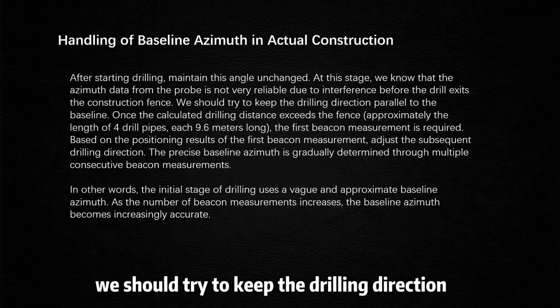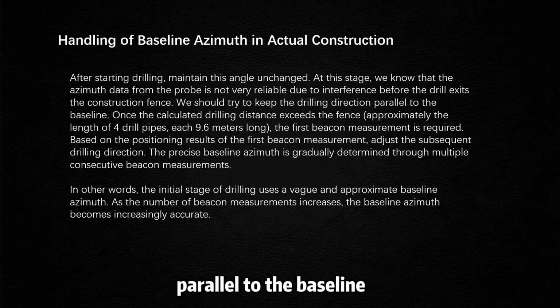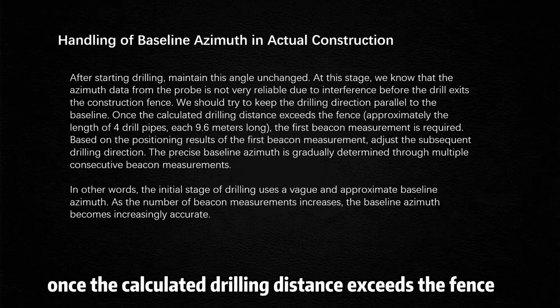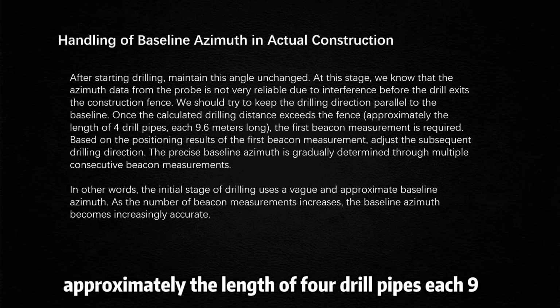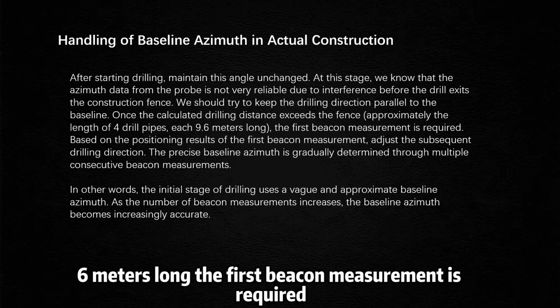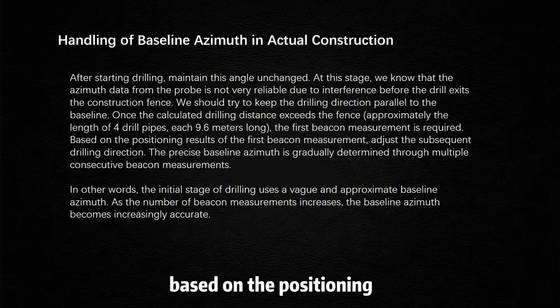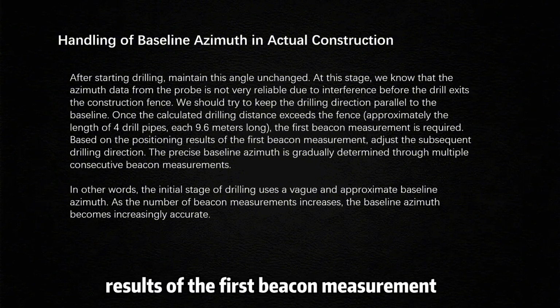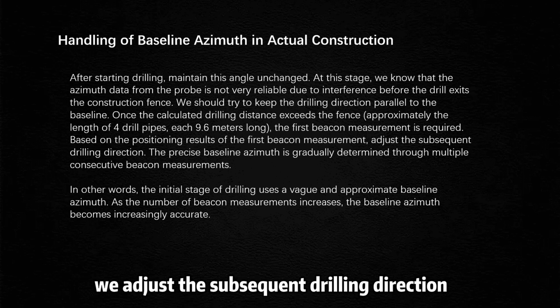We should try to keep the drilling direction parallel to the baseline. Once the calculated drilling distance exceeds the fence, approximately the length of 4 drill pipes, each 9.6 meters long, the first beacon measurement is required. Based on the positioning results of the first beacon measurement, we adjust the subsequent drilling direction.